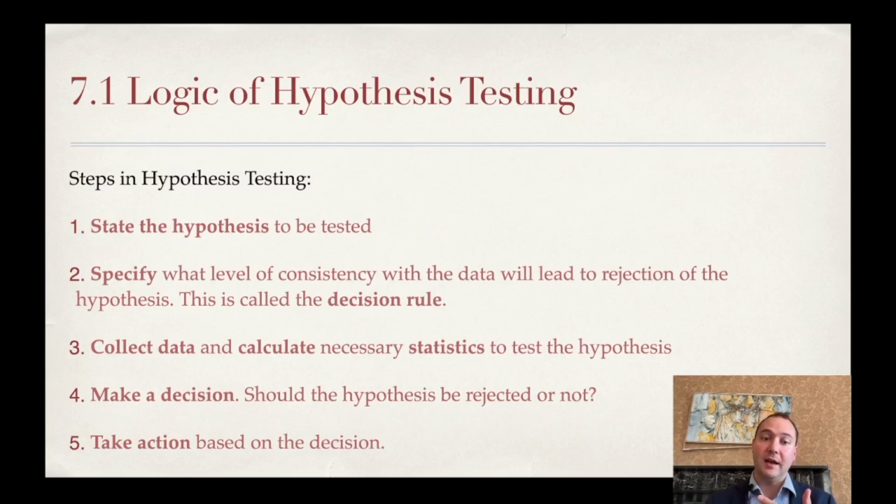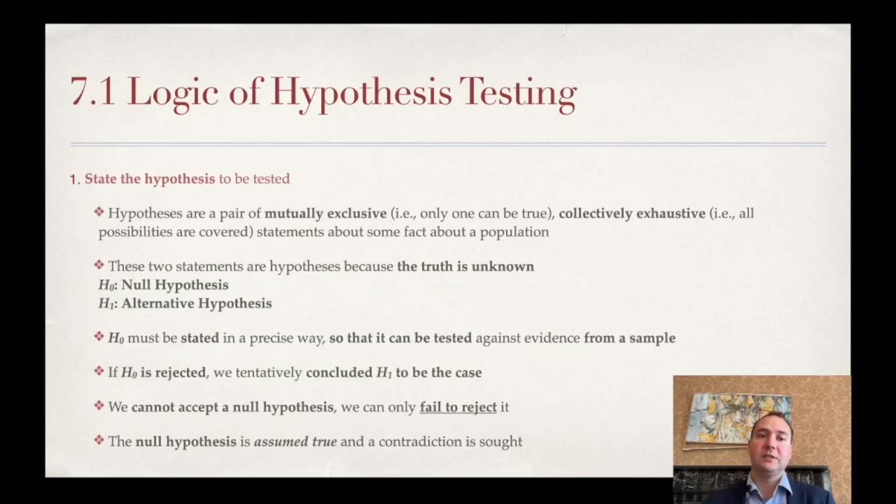Next, we collect data and calculate the statistics to test the hypothesis. Number 4, we make a decision based on the outcome of our testing of the hypothesis. Should the hypothesis be rejected or not? Number 5, take action based on the decision. What do we do next now that we've either supported or not supported our hypothesis? So let's talk about these one by one, because they're a little bit more complicated than just as we stated so far. Number 1, state the hypothesis to be tested.